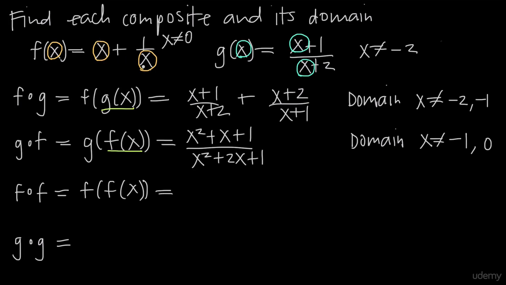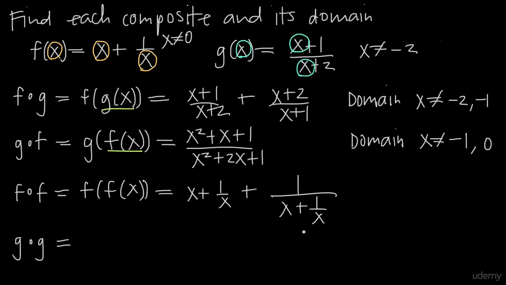So we're just going to replace these two x's right here with this entire function. Instead of x right here, the entire function is x plus 1 over x. So we're going to put that in, x plus 1 over x. And then we have plus 1 over x. So plus 1 over, and then instead of this x right here, again, the entire function, x plus 1 over x. Again, we're going to need to simplify that.